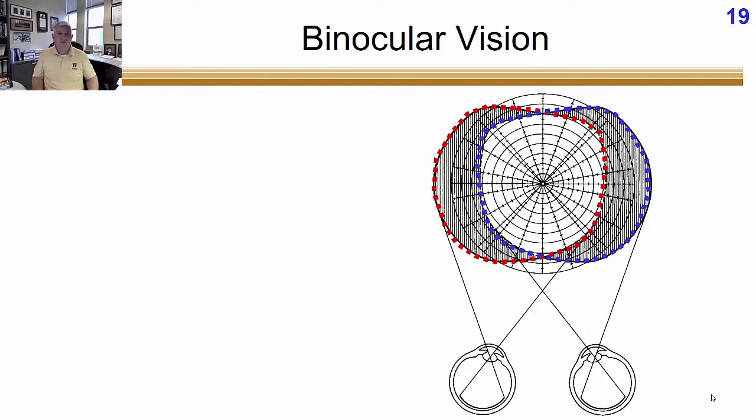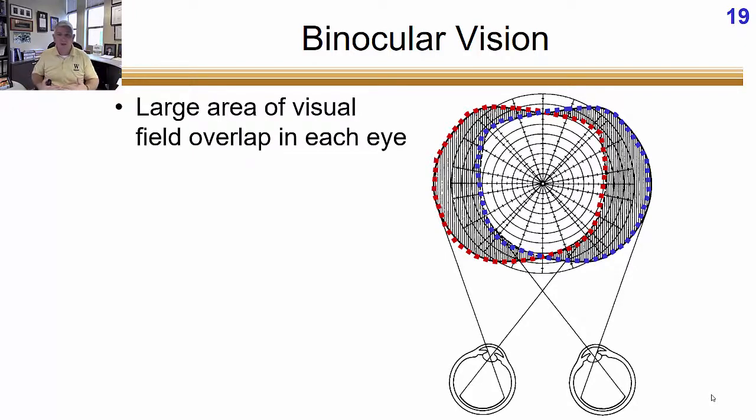And so that leads us to binocular vision. So we did monocular cues, ocular motor cues, and now we have cues that we need two eyes for. Binocular vision occurs because we have a large overlap of our visual fields. So our fovea, a large section of our visual field, can be seen in both eyes.